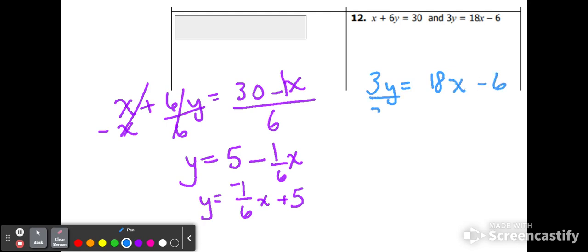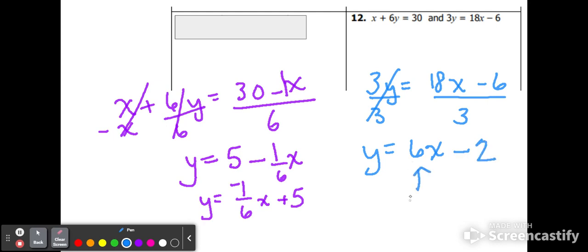So let's divide by 3 on both sides. 18 divided by 3 is 6x. 6 divided by 3 is 2. And this is in proper form. So now let's look at their slopes. So this slope, remember, it could be written as 6 over 1. And here we have negative 1 over 6. So we have opposite reciprocals. So we have perpendicular lines.